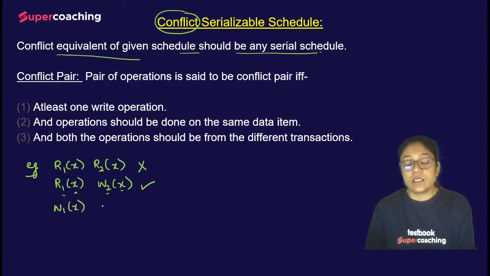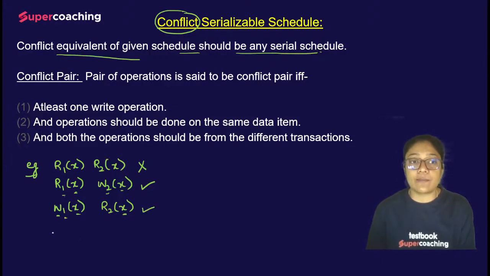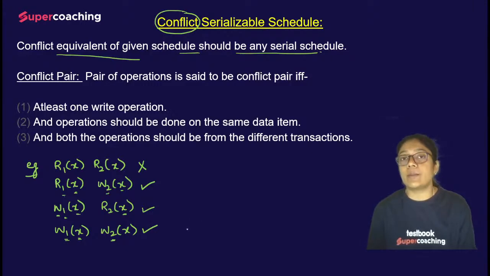Write operation on data item X, read operation on data item X. One of the operations is a write operation performed on the same data item by different transactions. So this is also an example of a conflict pair. Write operation, write operation: here both the operations are write operations performed by different transactions on the same data item. So it's a conflict pair.